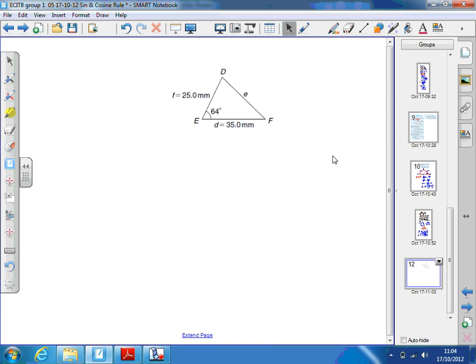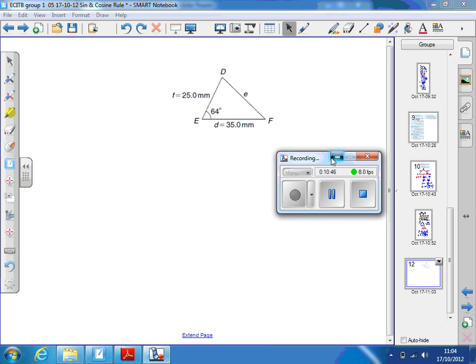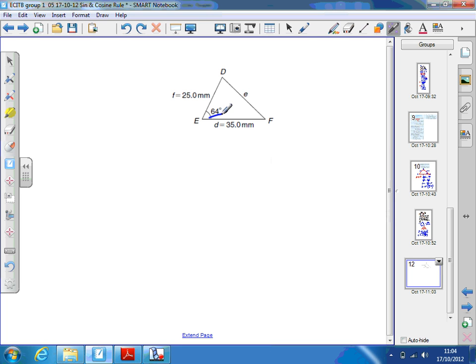Look at this question. Can I use the sine rule? There's no ratio in there. I know this angle, but I don't know the side opposite it, so I don't know that ratio. I know this side, but I don't know the angle opposite, so I don't know that ratio. And likewise, I know that side, but I don't know the angle opposite, so I know none of the ratios, therefore I can't use the sine rule.